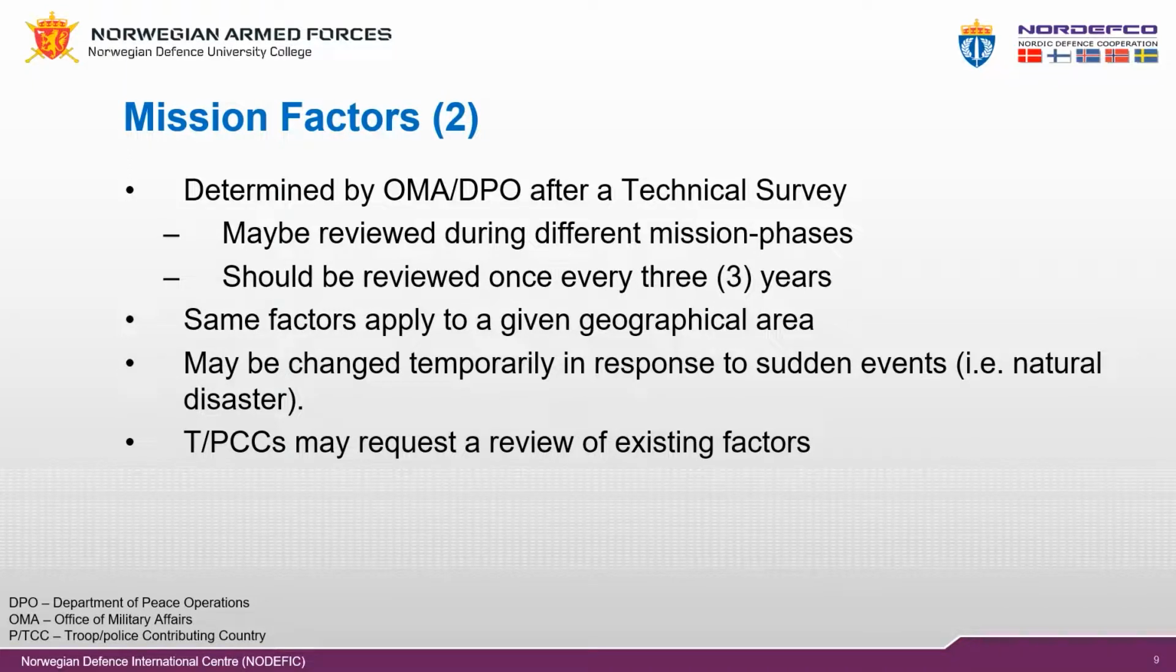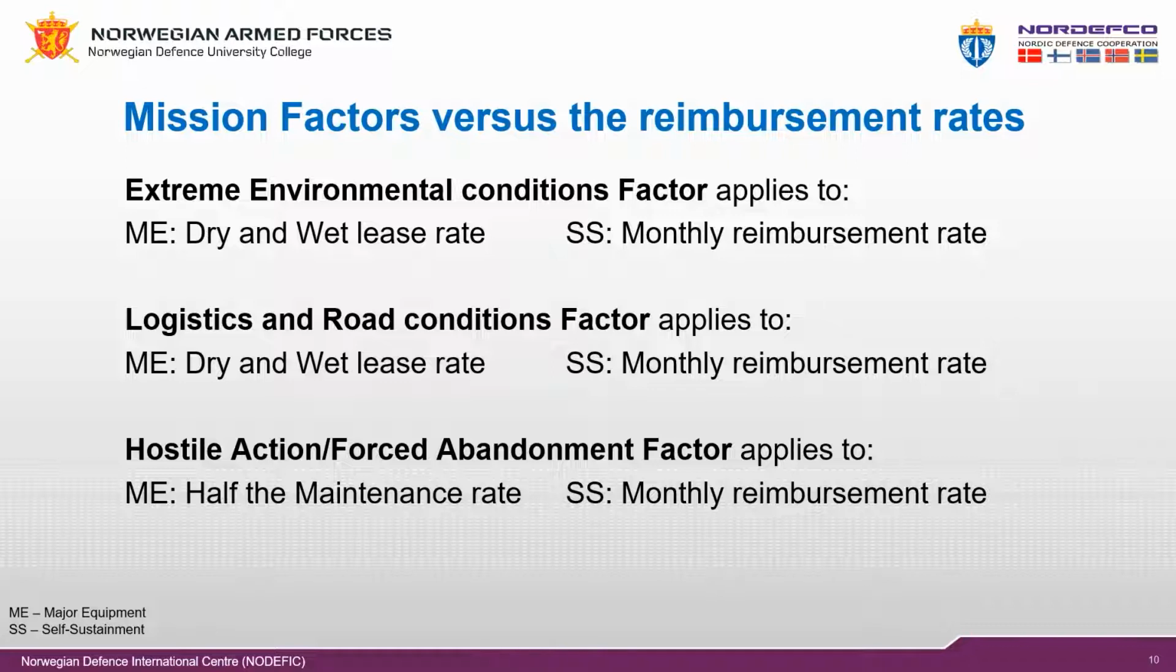The troop or police contributors may request a review of the existing factors, but remember, the new revised factor can then be higher or lower than the existing one. All three mission factors apply to the self-sustainment rate and dry and wet lease rate of major equipment, except the hostile action or forced abandonment factor. On major equipment, it is only applied on half the maintenance rate.